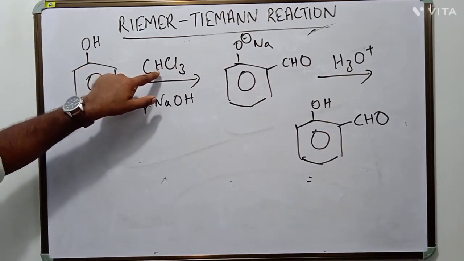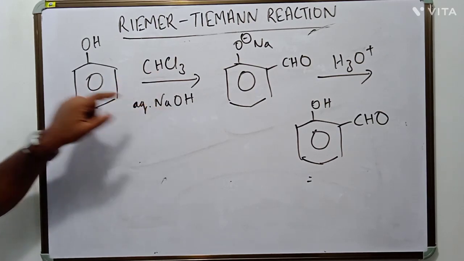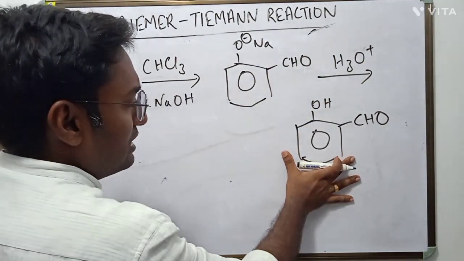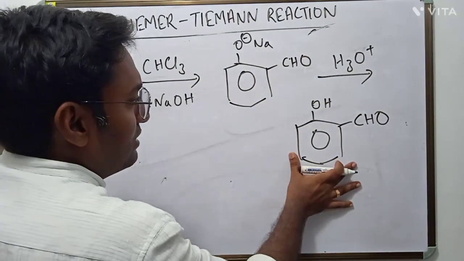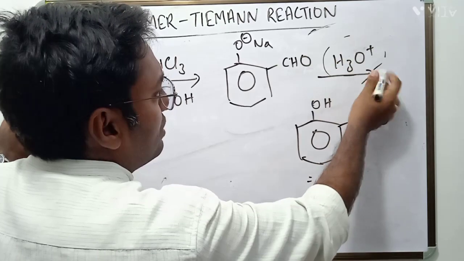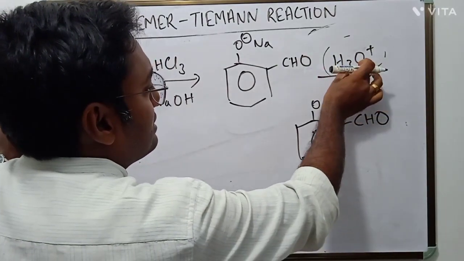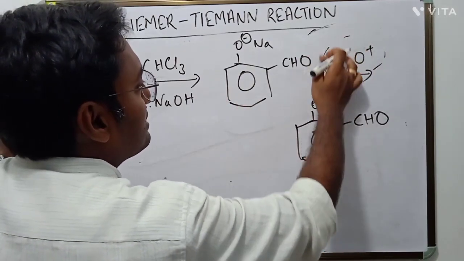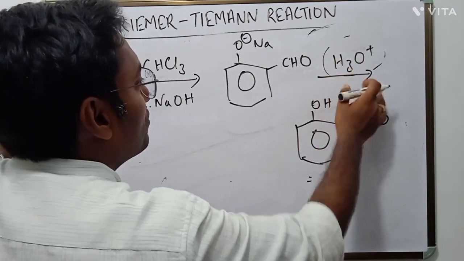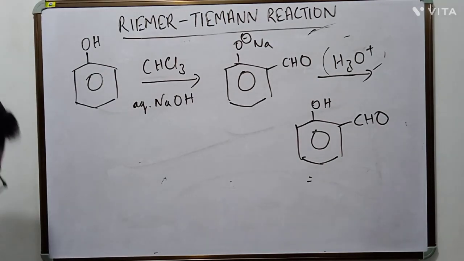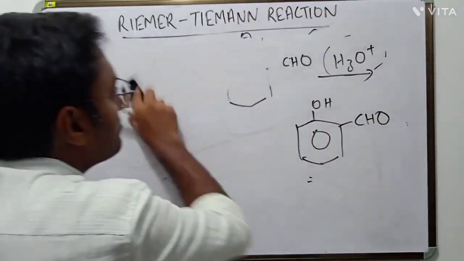Let us see the reaction once again. Phenol reacts with chloroform in the presence of aqueous NaOH to give sodium salt of salicylaldehyde, which upon acid hydrolysis yields orthohydroxybenzaldehyde. Now this H3O+, this acid, you don't have to add it externally. This acid is formed in the reaction itself, so it is spontaneous. No need to add this acid externally. How it is getting formed we will see in the mechanism.